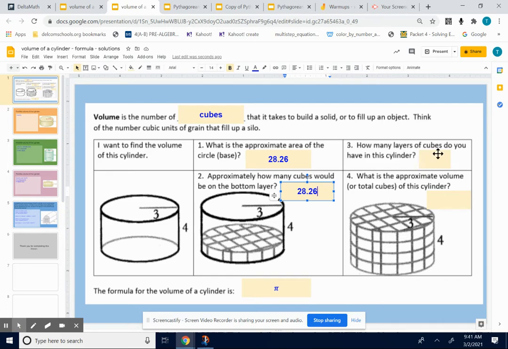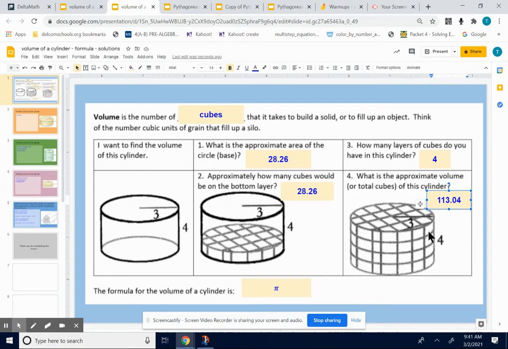Question 3, how many layers of cubes do we have? Well, if the height's 4, that means we have 4 layers of cubes. What is the approximate volume? How many total cubes would we have? If we have 28.26 cubes on the bottom layer and there's 4 layers, we could just take 28.26 times 4 and get 113.04 cubes altogether. So that would be the volume, the number of cubes.